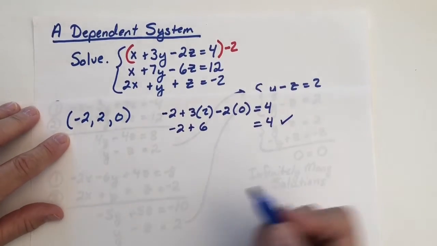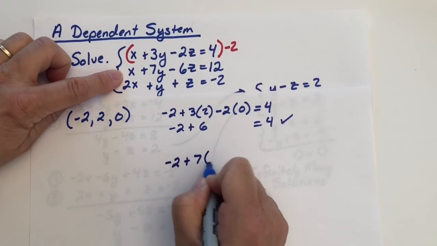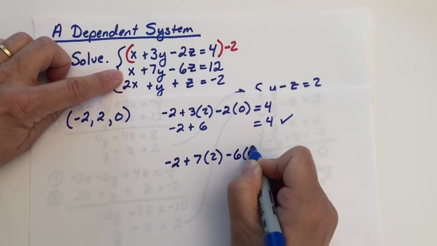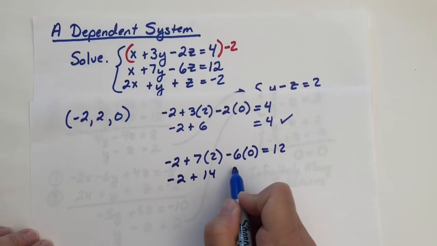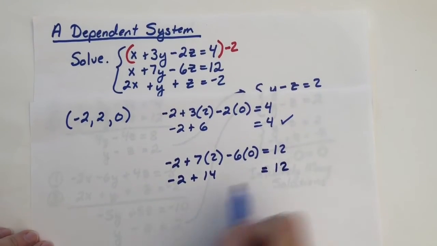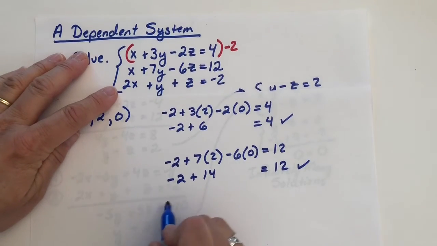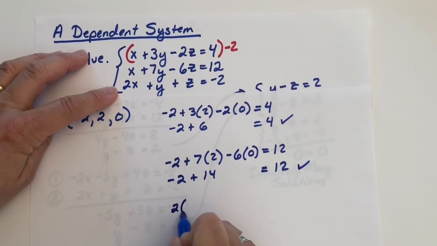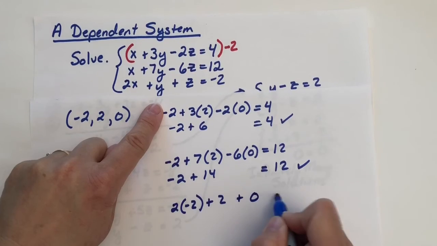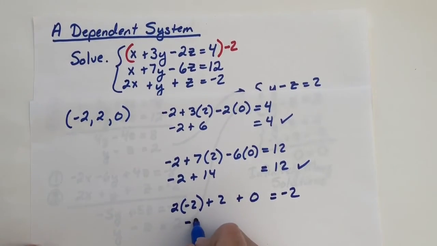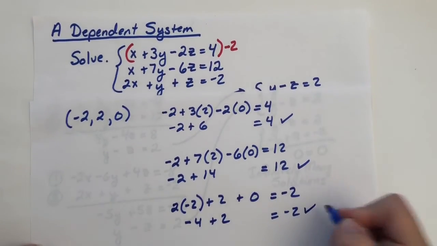That works. Let's pop it into the next equation. Negative 2 plus 7 times 2 minus 6 times 0 should equal 12. That means we have negative 2 plus 14 minus 0 should equal 12. That's 12 equals 12. Let's pop it into the last equation. We have 2 times negative 2 plus 2 plus 0 equals negative 2. We have negative 4 plus 2 equals negative 2. That's negative 2 equals negative 2, and it checks.